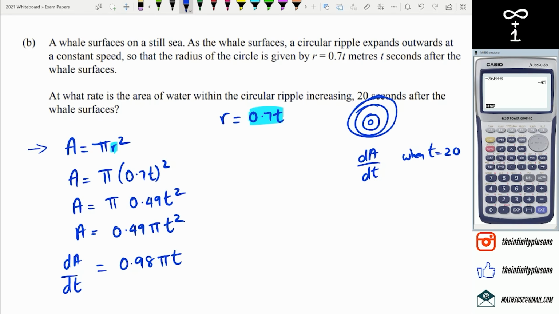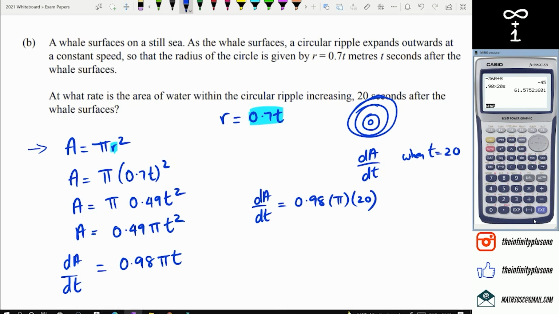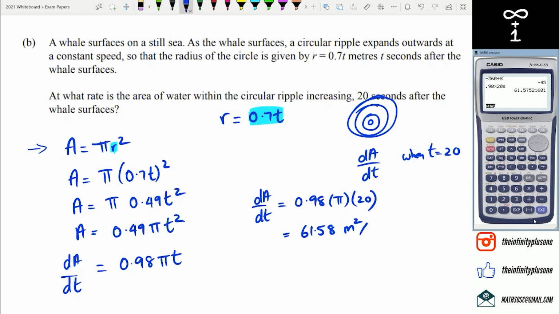The next part is actually figuring out at what rate it is. And we know that t is equal to 20. So we're going to put that in here, dA/dt equals 0.98 multiplied by pi multiplied by 20. All right, and I think we should be good to go with that. 0.98 times 20, shift pi, that gives me 61.58. Area is, what do we got, meter squared? Yep, meter squared, and then it's over time. So we're just going to put meter squared over seconds.